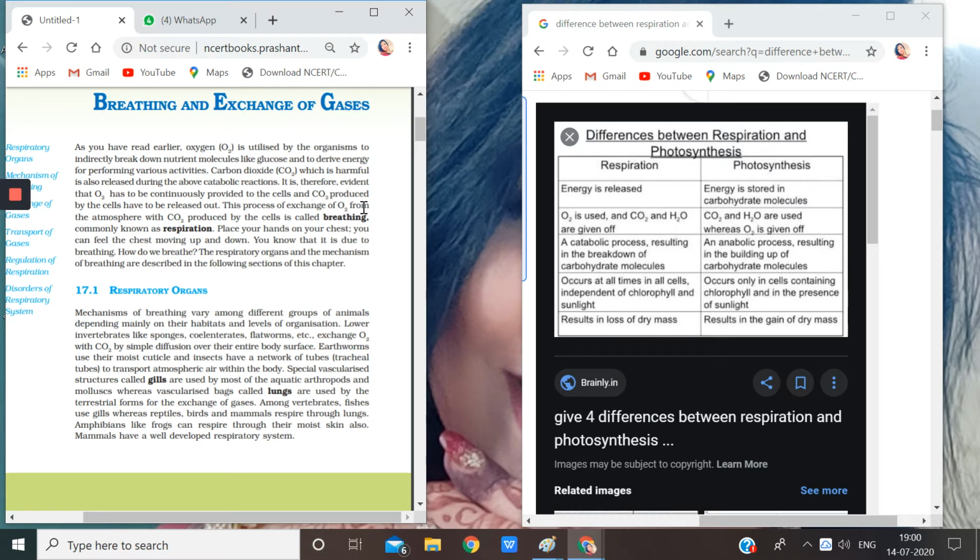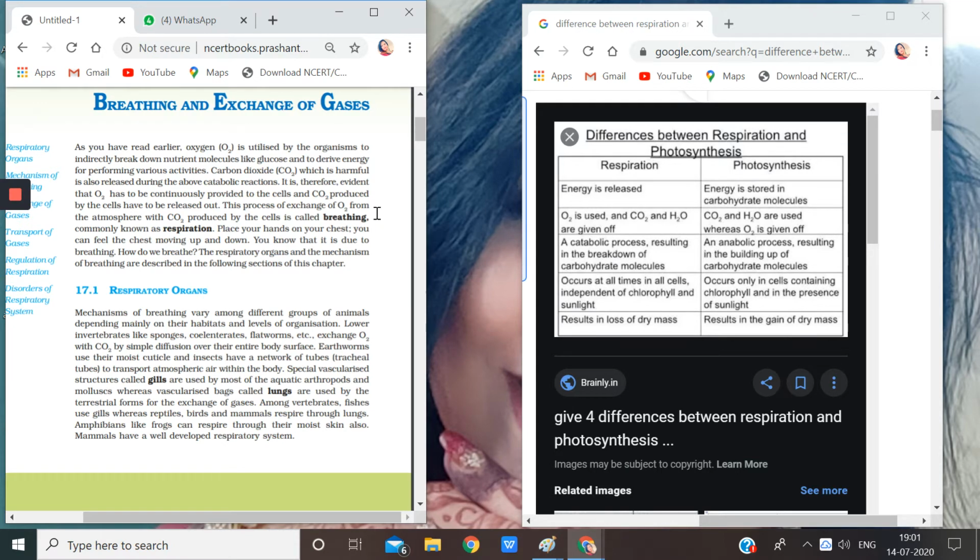So this process of exchange of oxygen from the atmosphere with carbon dioxide produced by the cells is known as breathing. Now breathing is that process which will help in this procedure. What is the procedure? That the supply of oxygen should be continuous inside the cell, and the removal of carbon dioxide should also be continuous outside the cell. So this movement of carbon dioxide and oxygen will be done by the process called breathing.